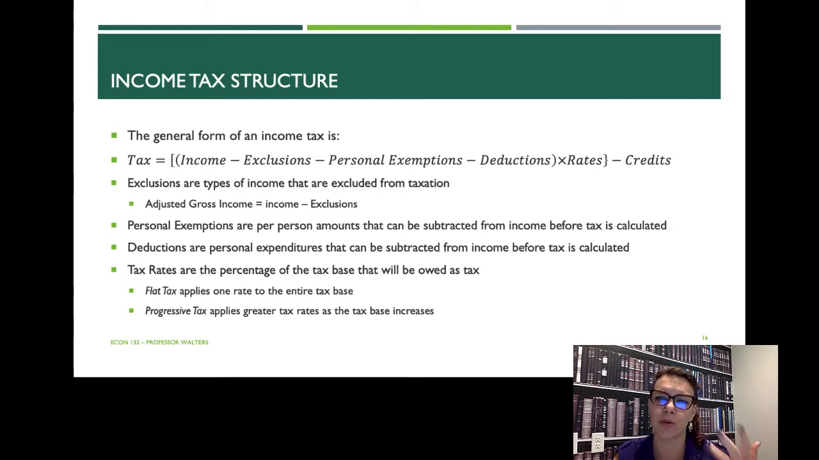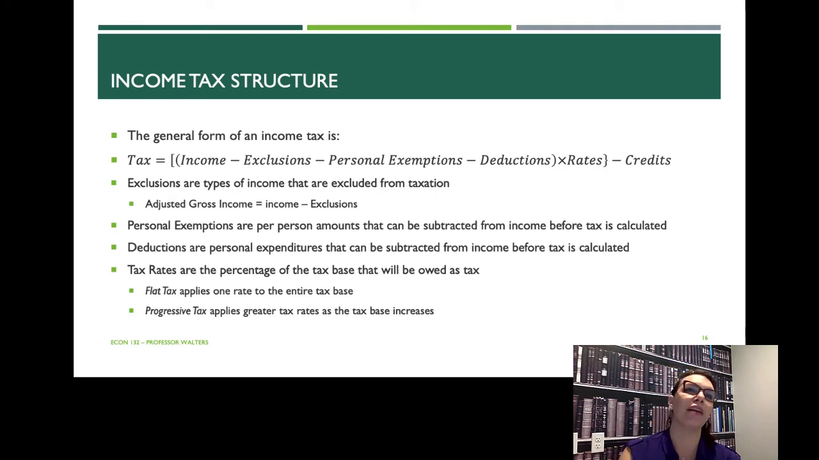Deductions are those personal expenditures that can be subtracted from your income tax, things like charitable donations, education expenses, mortgage interest, what else? We try to subsidize behavior that way. And then the tax rate is the percentage of tax that is owed of the tax base that will be owed as a tax. A flat tax would be one tax rate for all of the income.